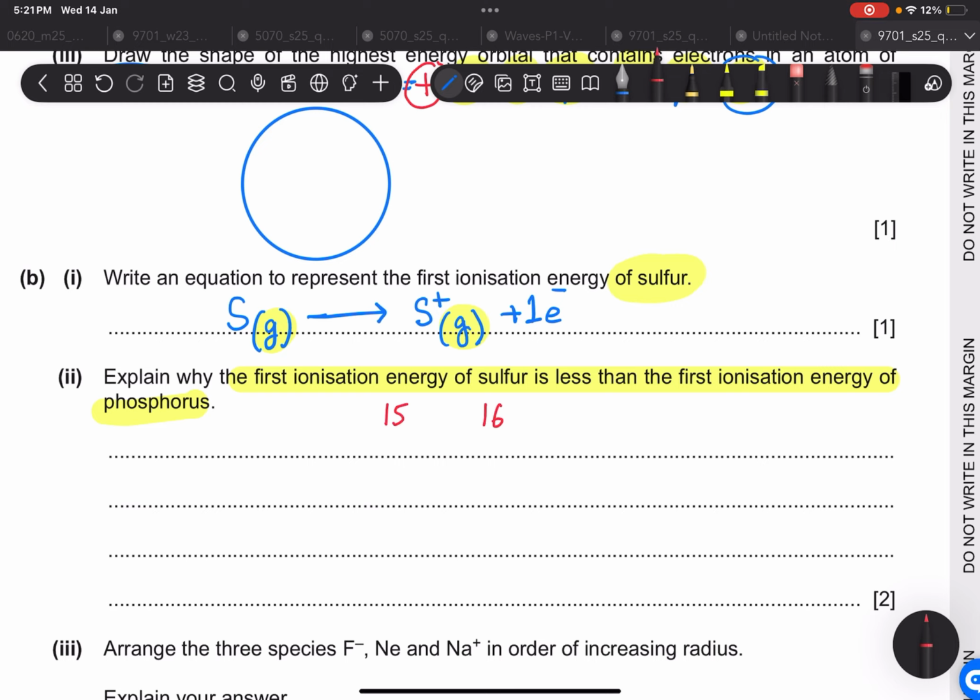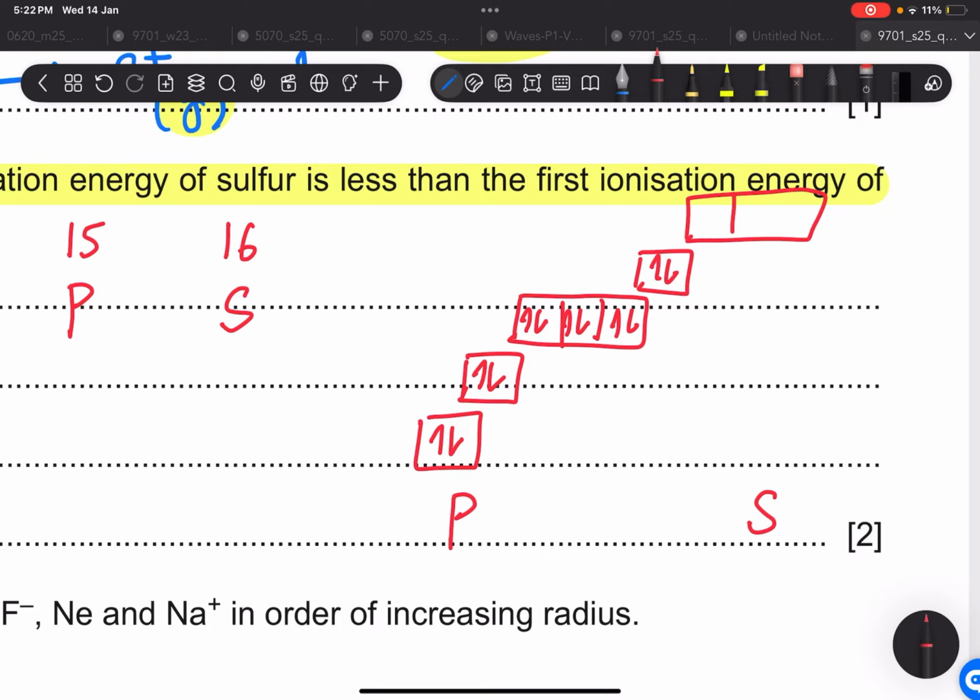There is something that's called spin pair repulsion. I hope that you know it. If you don't even know it, you just have to realize this thing. This is your phosphorus, this is your sulfur. Phosphorus is going to be 1s2, and then 2s2, 2p6, 3s2, 3p3, 1, 2, 3, 4, 5, 6, 7, 8, 9, 10, 11, 12, 13, 14, 15.